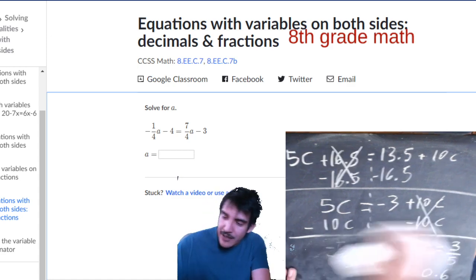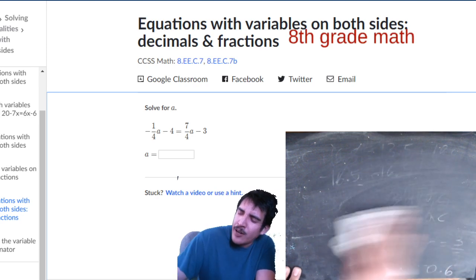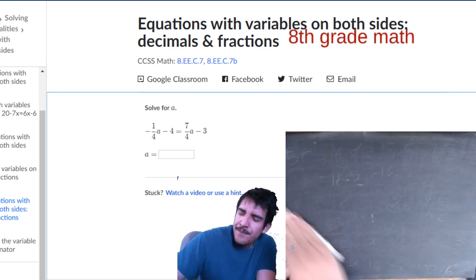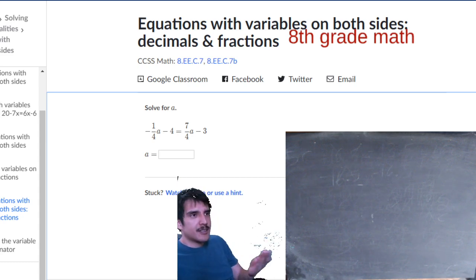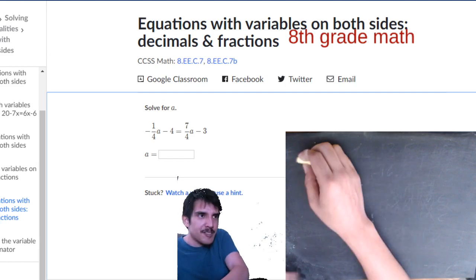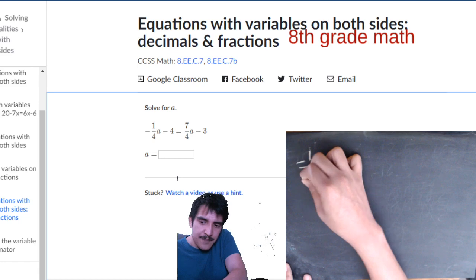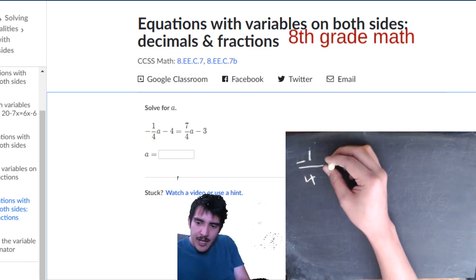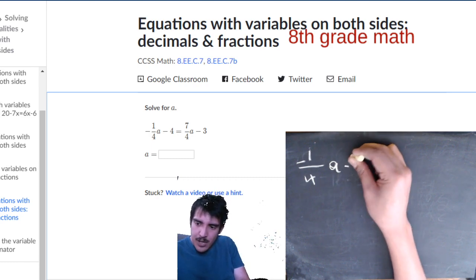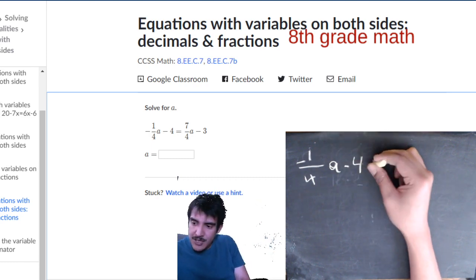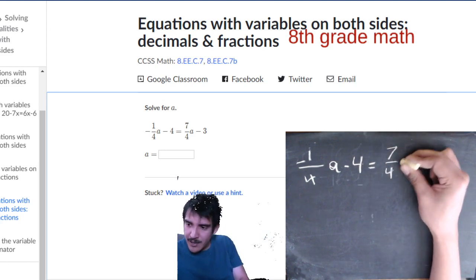Yeah, this next problem right here has fractions in it. So if our answer is not a whole number, which one should we use, decimal or fraction? I'm gonna go with fraction, because if that's what is in the equation to begin with, then I will use that. So negative 1/4 a minus 4 equals 7/4 a minus 3.